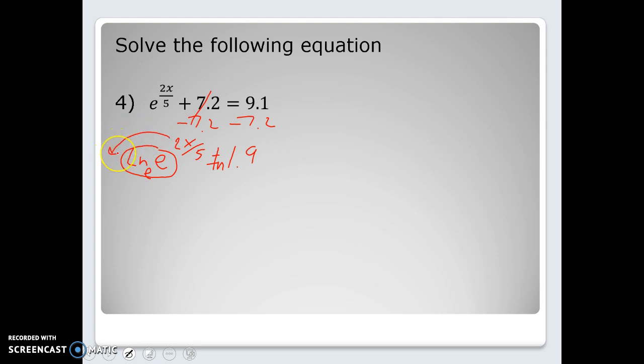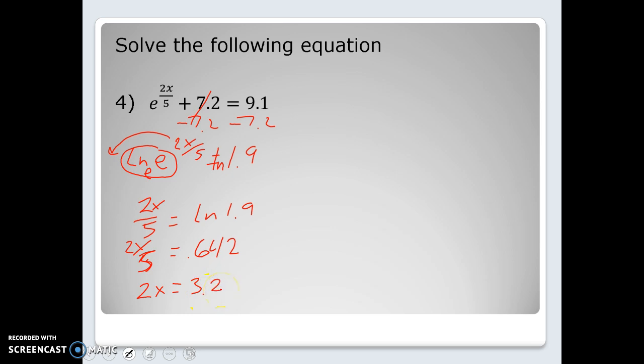If I move the 2x over 5 out in front, that means this whole thing is just going to simplify to 2x over 5. And that's going to equal the natural log of 1.9. So then I'm going to evaluate the natural log of 1.9, which is 0.642. And so that'll equal 2x over 5. Then I'm going to get rid of the 5. I'll multiply both sides by 5, and I'll end up with 2x equals 0.642 times 5, which is 3.2, or close to 3.2.